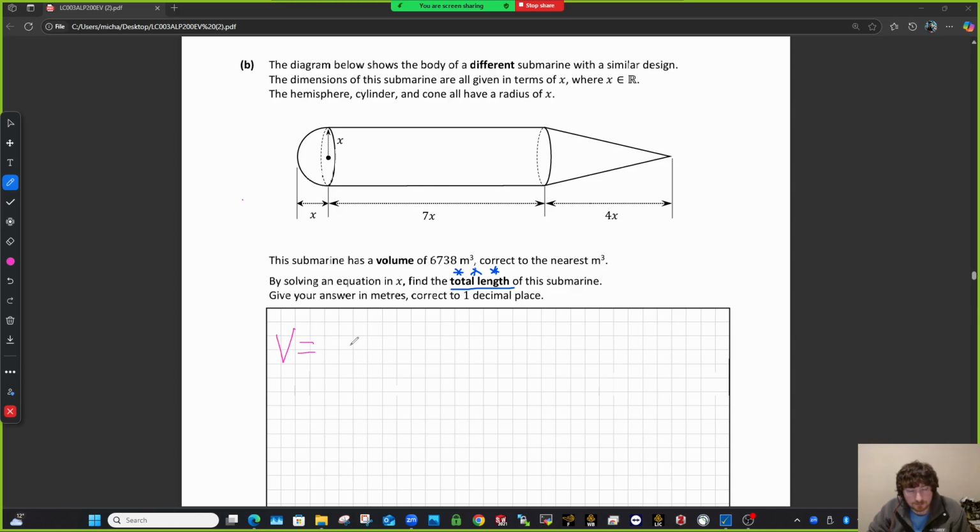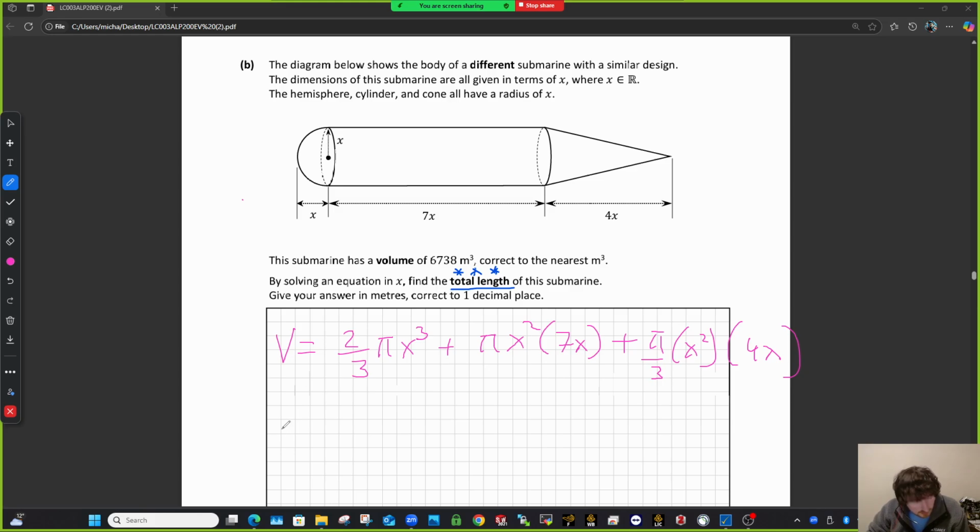So the volume of that thing is a hemisphere, and the volume of a hemisphere is 2 over 3 pi r cubed, plus the volume of a cylinder, which is pi r squared, x is the radius, times the height of the cylinder, 7x, plus the volume of a cone, which is pi over 3 r squared, which is x squared, multiplied by the height, which was 4x. So let me confirm that's correct, what I've written there. Yep, that looks fine. 7x cubed, and that works out as 4 pi, yeah.